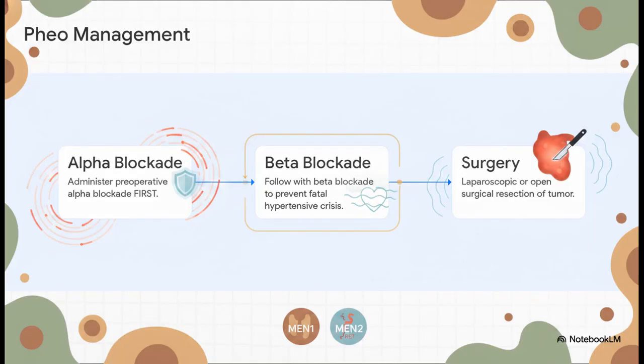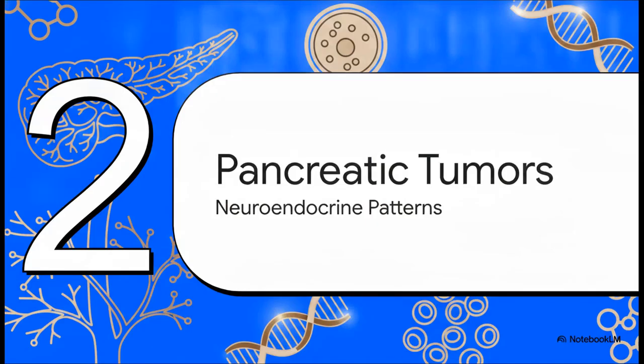Once you've confirmed a pheochromocytoma, the management logic is absolutely critical. You must administer preoperative alpha blockade before you give a beta blocker or attempt surgical resection. If you block beta receptors first, you get unopposed alpha adrenergic stimulation, which can trigger a fatal hypertensive crisis. Alpha before beta, always. Section 2, pancreatic neuroendocrine tumors. Let's look at the diagnostic patterns for these.